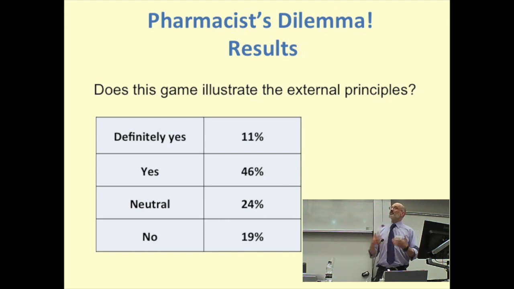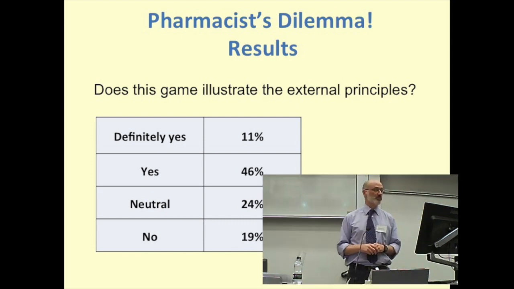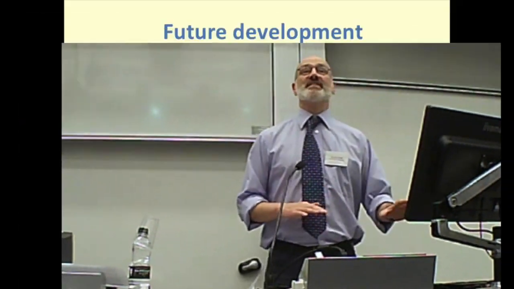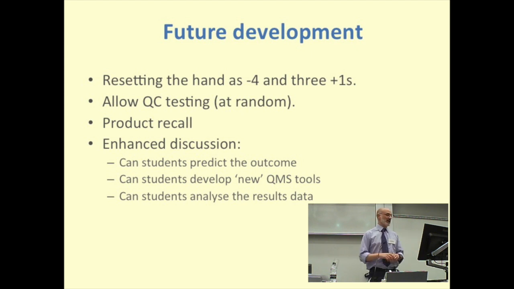Now, I actually thought it was going to be a bit higher than that, so I definitely want to go through another cycle of improvement for this. And so this is where I see the future development of this game going. It could well be that we try and reset the hand so that everyone has got the same hand to start off with. We could allow QC testing at random, so before you pick it up, if your name begins with the first half of the alphabet, you can look at the tablet before you accept it.